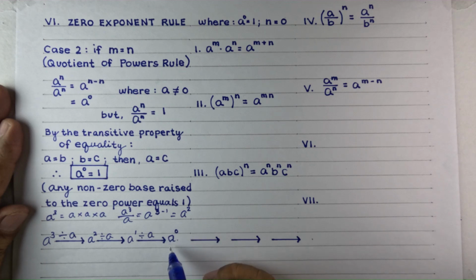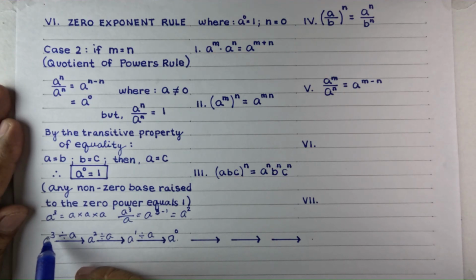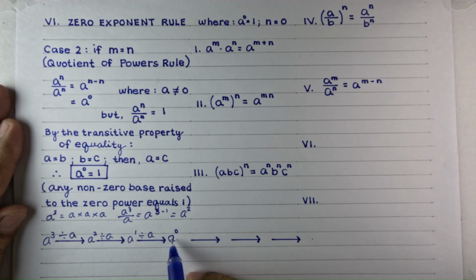So they got stuck here for a very long time, until a new generation of mathematicians revisited this problem and recognized the consistency of the pattern, that each time a power is divided by its base, the exponent consistently decreases by 1. From a cubed, it became a squared, then a to the first, then a to the 0 power. So they zeroed in on this problem, a to the first divided by a.